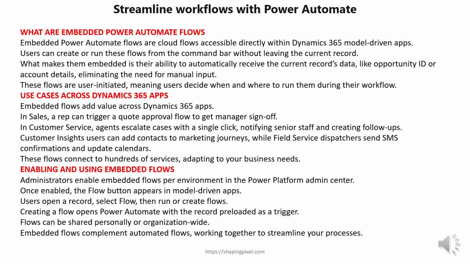Enabling and using embedded flows. Administrators enable embedded flows per environment in the Power Platform Admin Center. Once enabled, the Flow button appears in model-driven apps. Users open a record, select Flow, then run or create flows. Creating a flow opens Power Automate with the record preloaded as a trigger. Flows can be shared personally or organization-wide. Embedded flows complement automated flows, working together to streamline your processes.